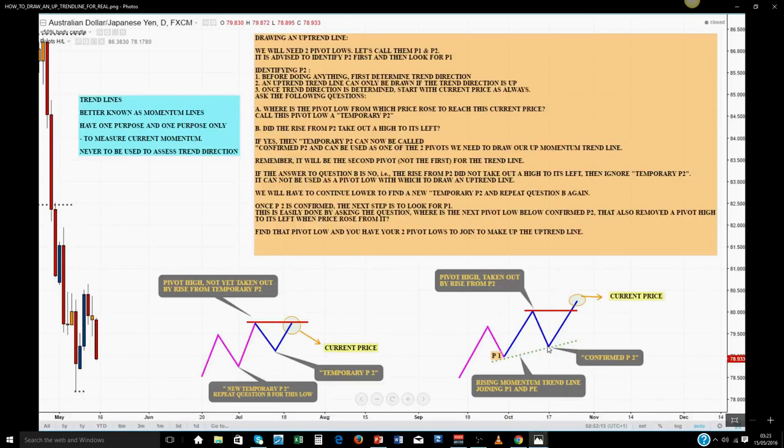To get the second pivot, you just say to yourself, where is the low that is below my confirmed P2? The next low that is below my confirmed P2, and you have to go down and look left for another pivot, and that will be your P1 as I've labeled here. Okay, then you just join the two bottoms and you have your uptrending trend line. P1, and that should read P2, not PE.